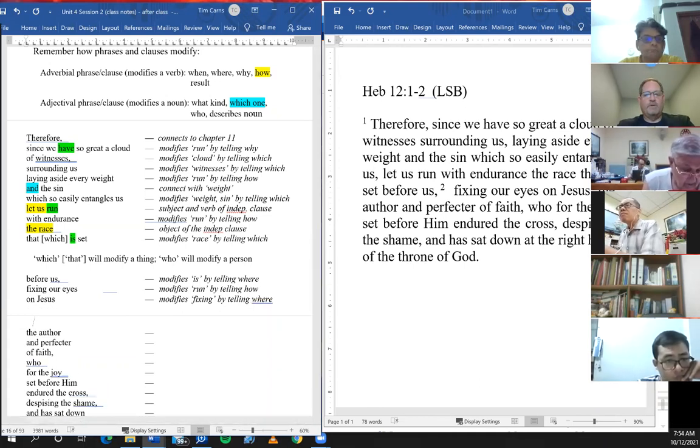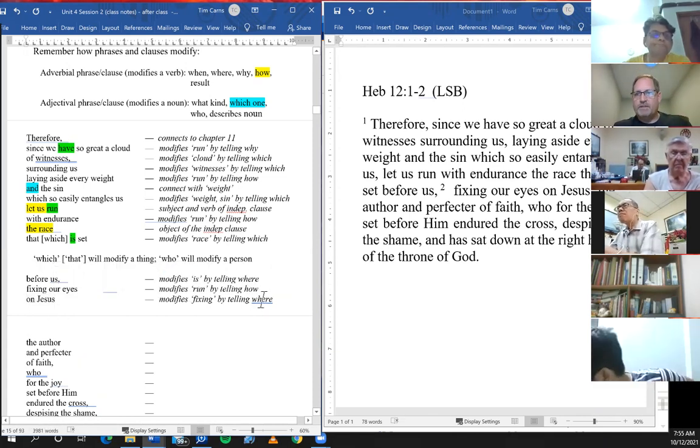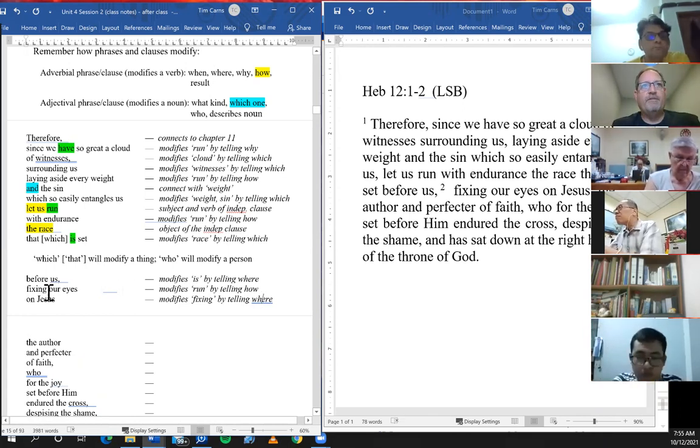Now, here's an important thing to consider. That's an excellent job in identifying this, because it's that word on normally describes a location. So we would say, okay, on Jesus, that's describing where. So it's answering the question where something is taking place or happening. That means it's going to modify a verb. Now, fixing is not a regular verb, it's a participle.